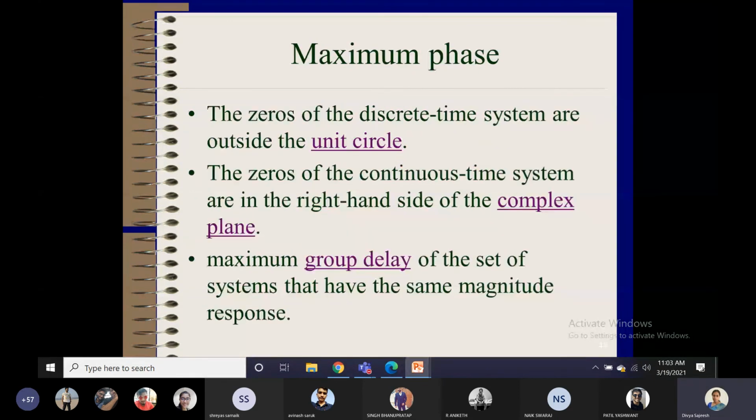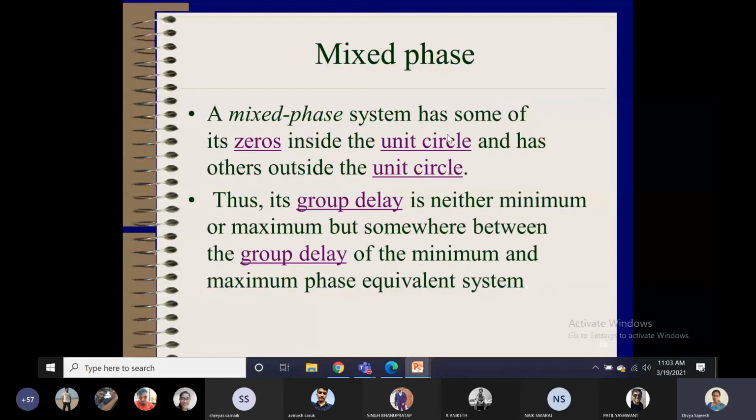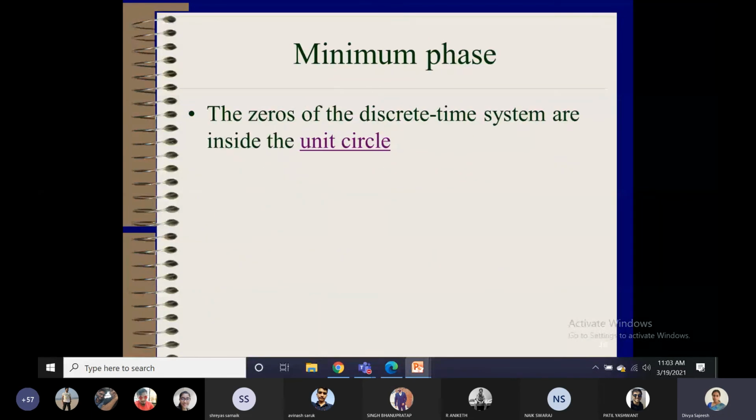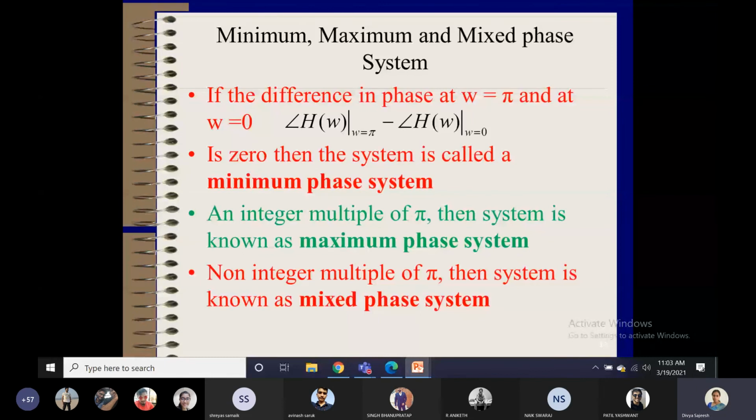So by plotting the phase response of the given system, you can come to a conclusion whether the system is a minimum phase, maximum phase, or mixed phase system. All these, the frequency response and the phases, we require for the filter design of the discrete time system, which you will learn after the next chapter.